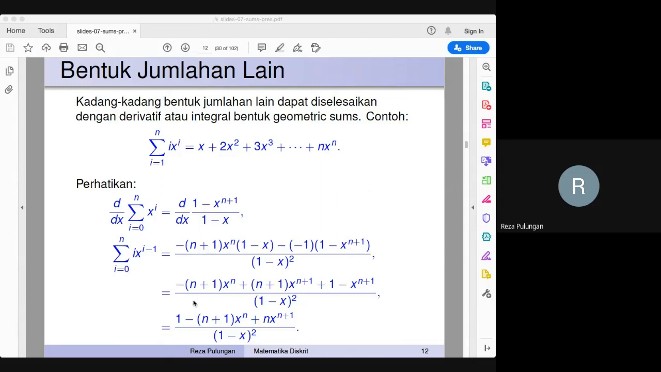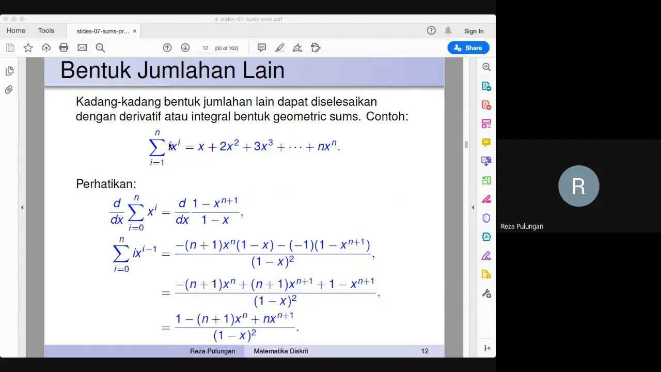So if you simplify them, then the result will be 1 minus n plus 1 multiplied by x to the power of n plus n x to the power of n plus 1, divided by 1 minus x to the power of 2. And we are almost there. The problem right now is that there are still two things missing. The first one is the boundary. The boundary asked here is i equal to 1, while here it is i equal to 0.